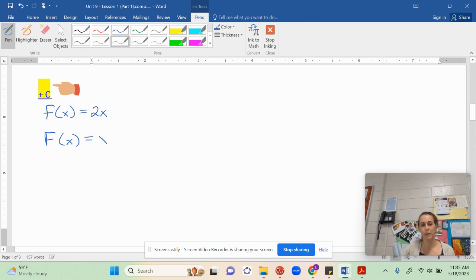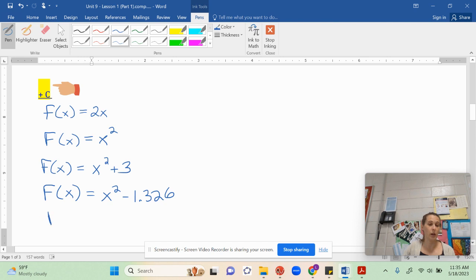But you guys might have realized that maybe it's not x squared. Maybe F of x could have been x squared, or could be x squared plus 3. Or maybe the antiderivative F of x could be x squared minus 1.326. Or maybe F of x could be x squared plus anything we want, plus pi, because the derivative of all of these constants is 0.